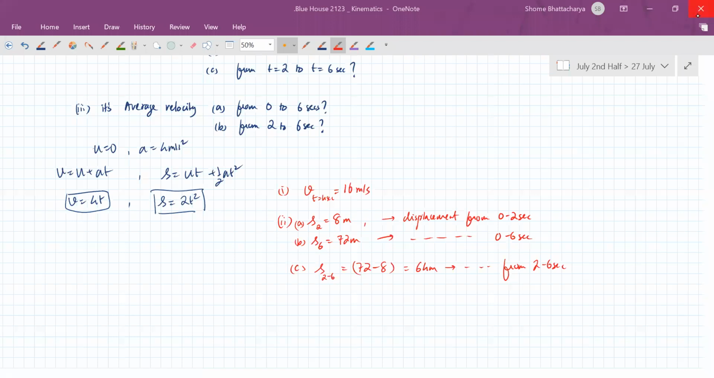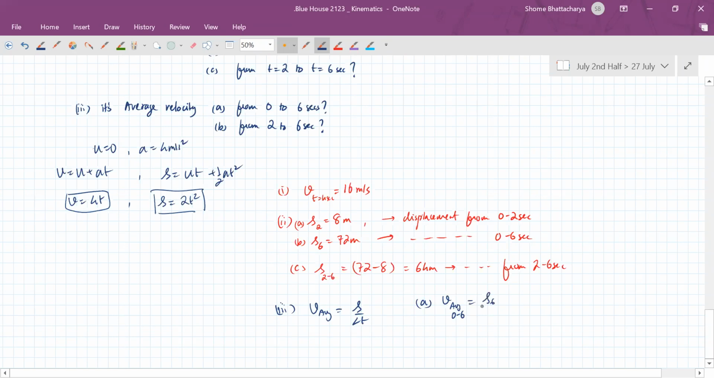Okay, now let's come to the third part. Here we have to use the definition of average velocity. Average velocity is basically total displacement upon total time. So the average velocity from 0 to 6 seconds is 72 by 6, which is 12 meters per second.